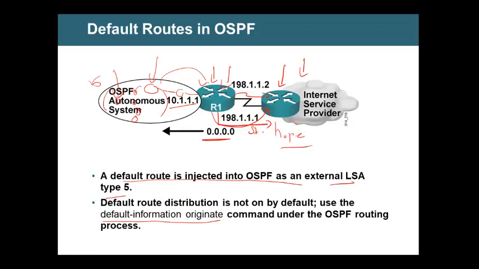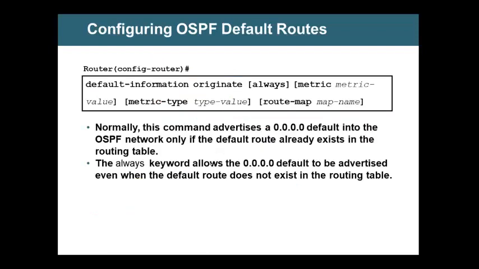What if I don't have a static default route to ISP? Then you need to include a keyword called always. The always keyword will allow the default route to be advertised even when the default route doesn't exist.